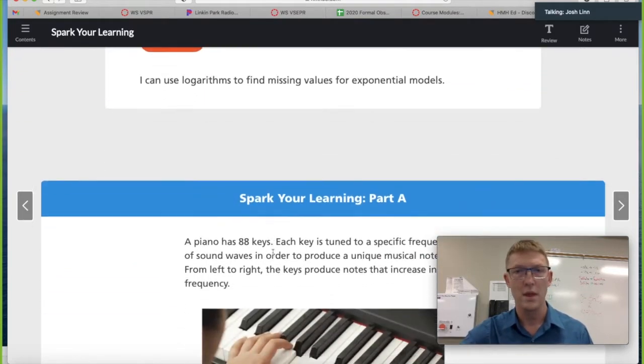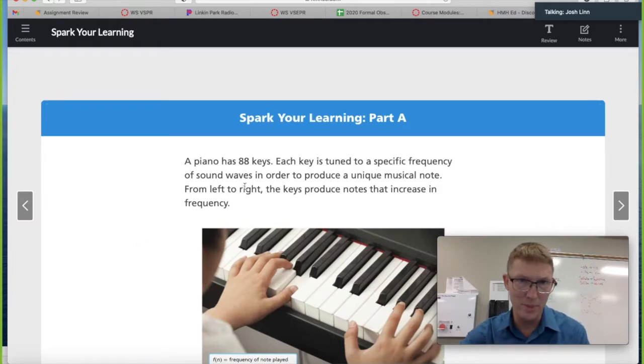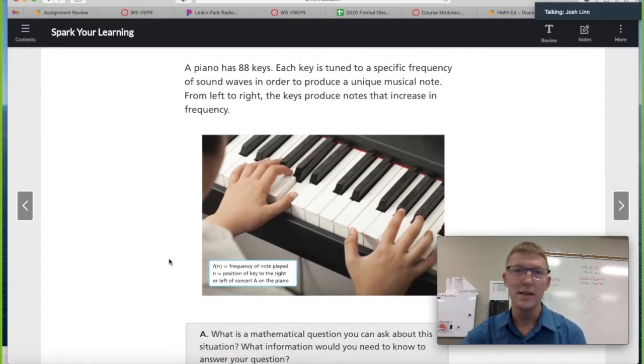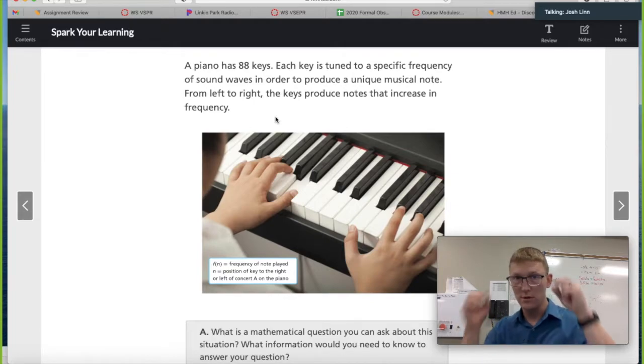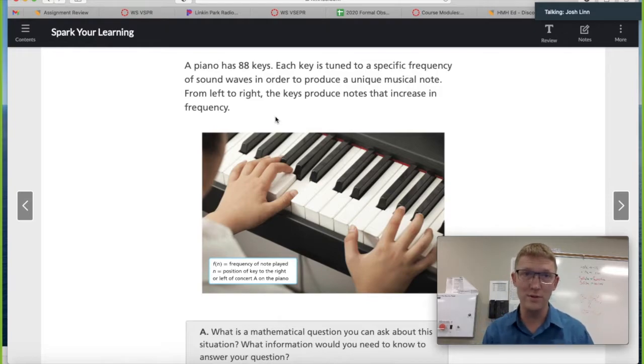10.2, and our Spark Our Learning piano has 88 keys. Each key is tuned to a specific frequency of sound waves in order to produce a unique musical note. From left to right, the keys produce notes that increase in frequency.